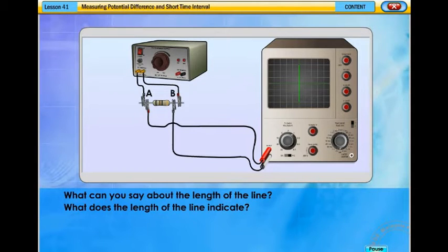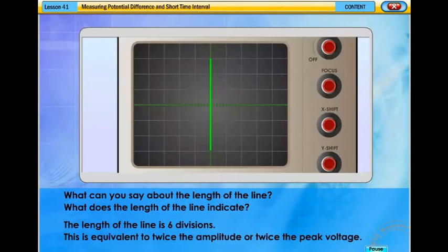What can you say about the length of the line? What does the length of the line indicate? The length of the line is 6 divisions. This is equivalent to twice the amplitude, or twice the peak voltage.